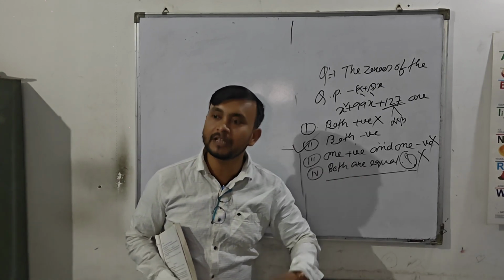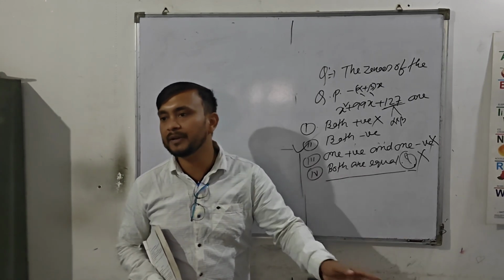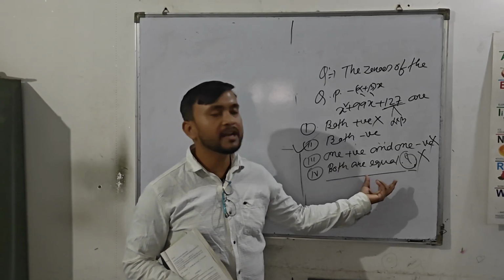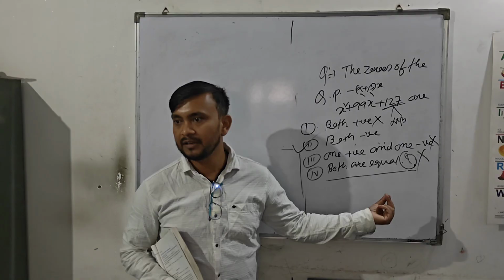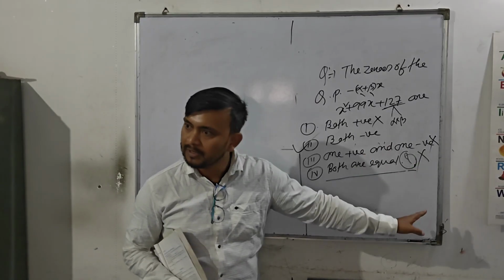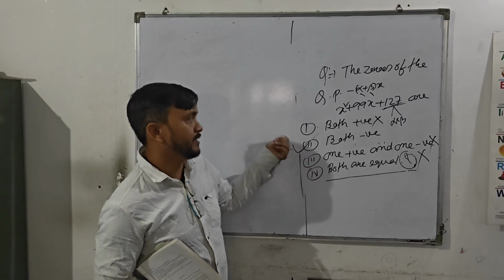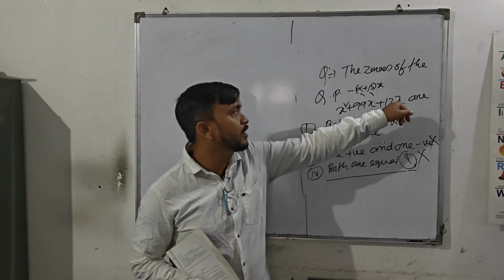Both are equal is uncertain. If one is positive, another one is positive. If one is negative, another one is negative. But if I take the answer as both are equal, it will be unclear. So we will already get one option wrong, and I can eliminate it. Now between these two options, one is correct. So from this we cannot say anything.